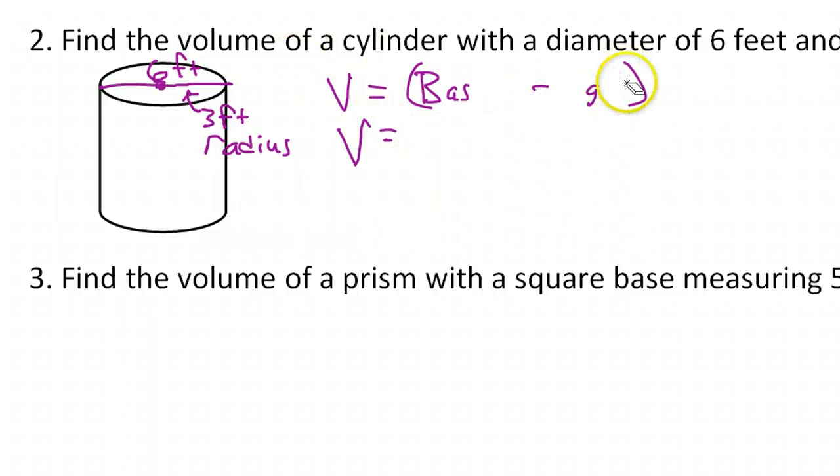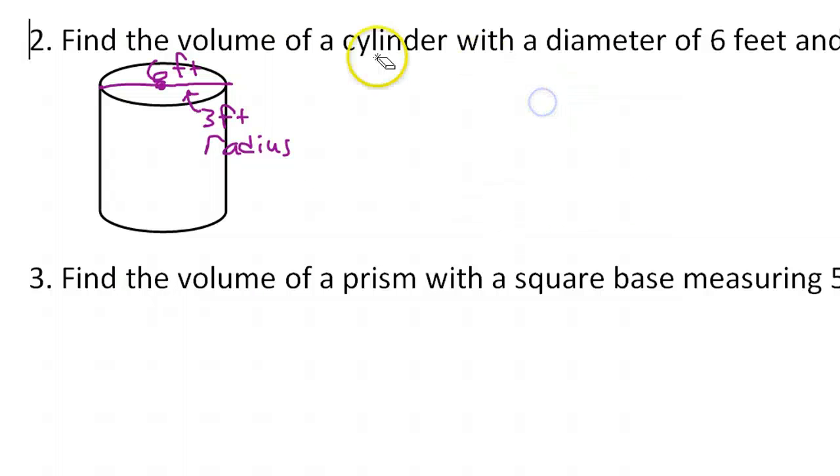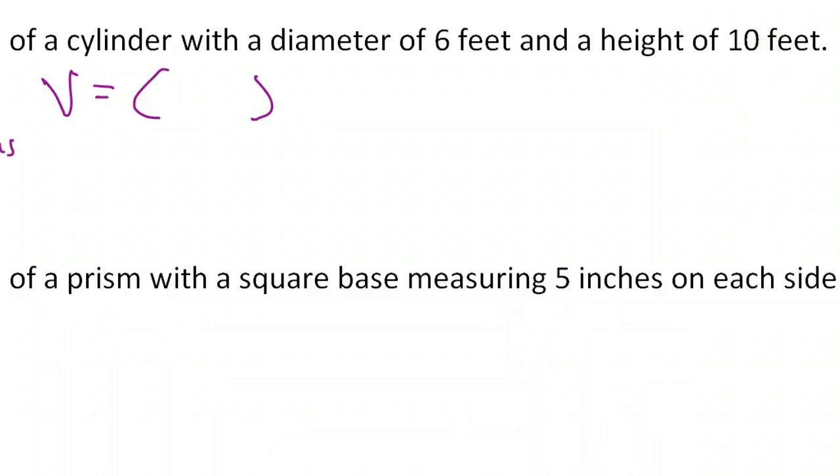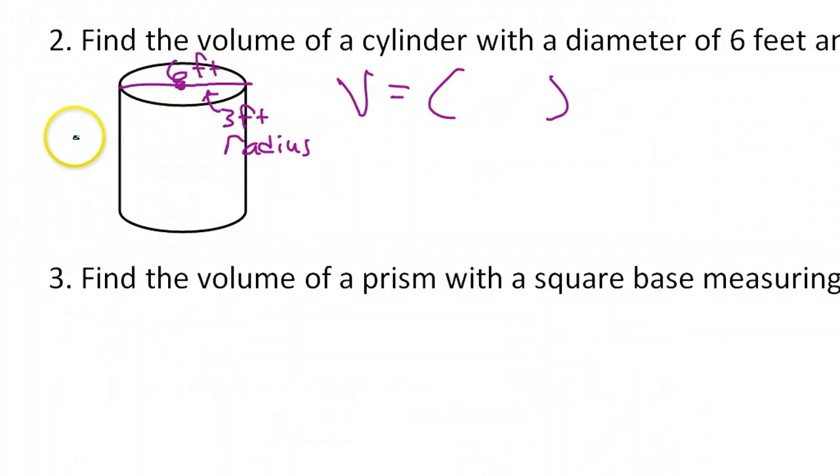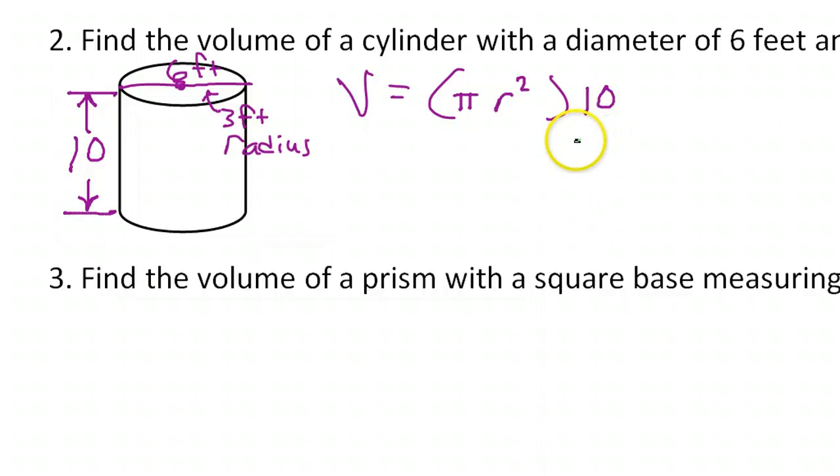So the volume is going to equal the area of the base times the height. Oh wait, they told us that the height is 10 feet, by the way. I'll put it over here this time. So the height is 10 feet, that's this right here. The area of the base: the base is a circle, so it's pi r squared. And the radius is 3, as we discussed a moment ago.